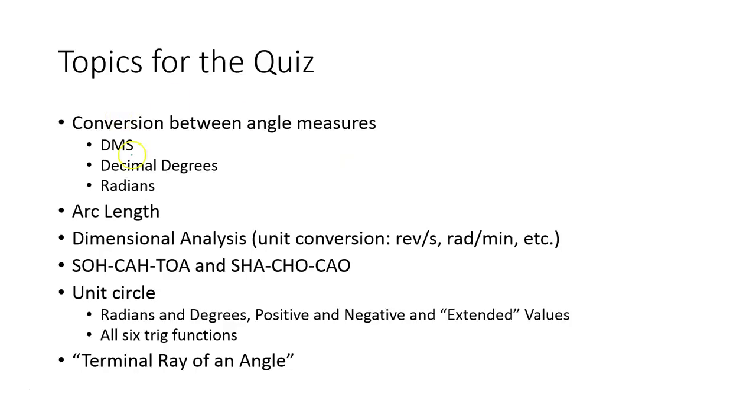So conversion between angle measures, so going from degrees, minutes, and seconds to decimal degrees, that's where you just have a decimal, and radians, of course, which is, remember, one radian is the length that one radius would wrap around the outside of the circle. Arc length, which we have the two formulas for, or you can think about the percentage of the circle. Dimensional analysis, which is where we're converting units using the box method, kind of. And then the unit circle, which is what we've been focusing on the last few days.